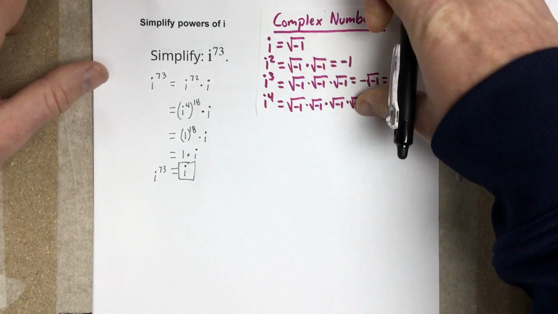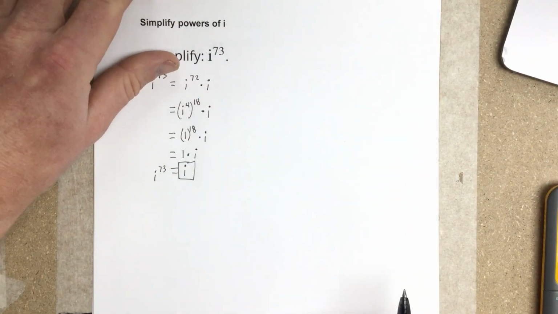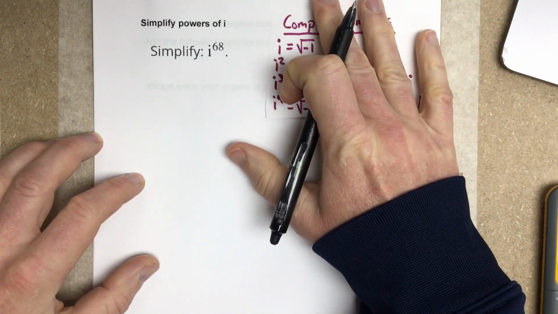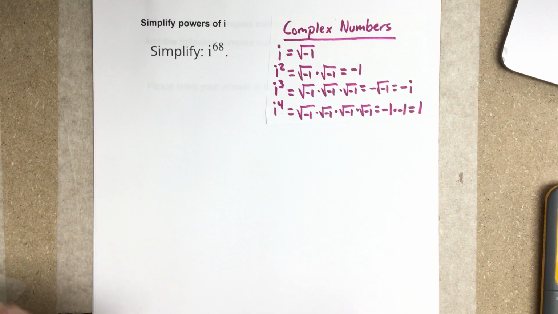Let's simplify another one. Now we have i to the 68th. Well, first thing we want to do, because that's an even number, we'll see is it divisible by 4? So 68 divided by 4, it is 17.